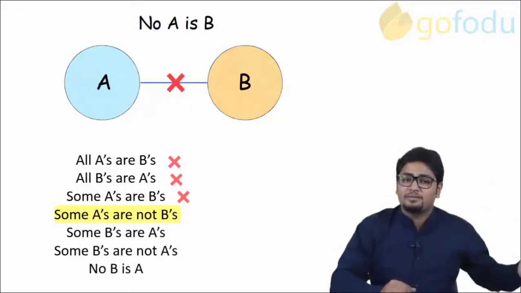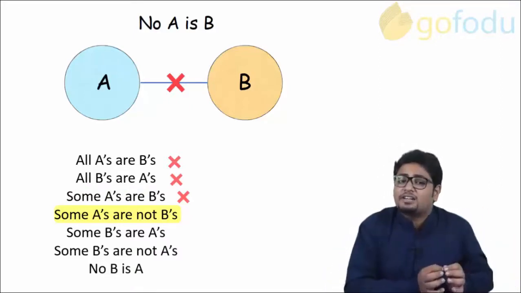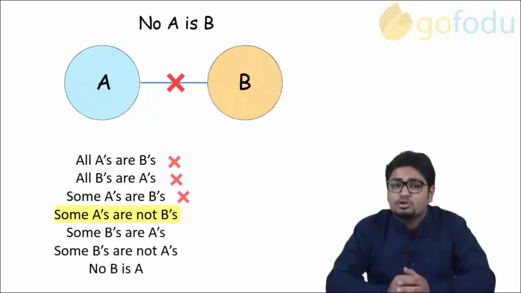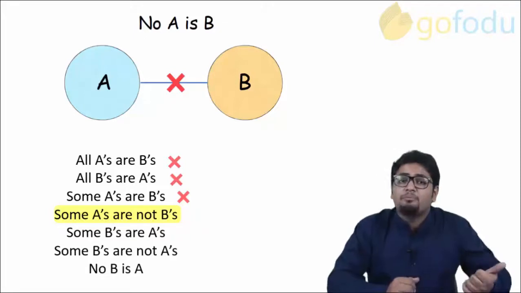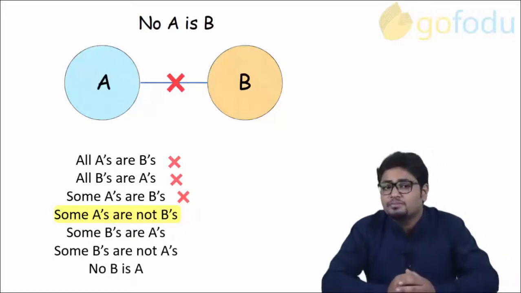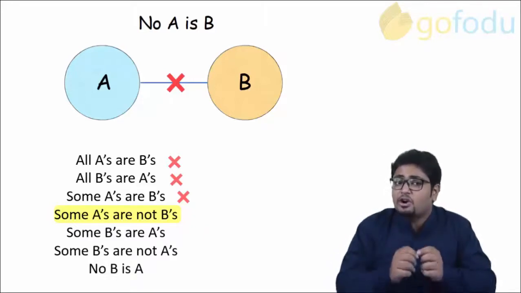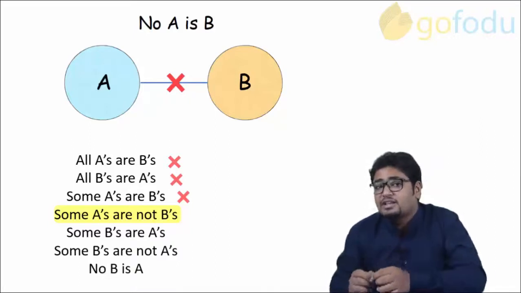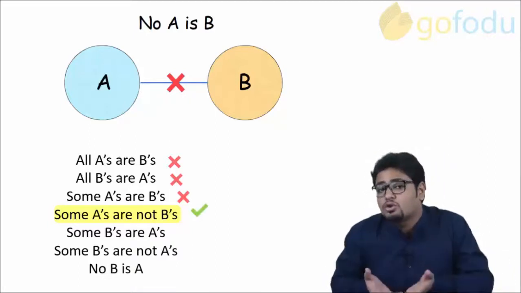Go back a little. There we discussed that if all A's are B's, then obviously some A will also be B. We took the example of mangoes and Alfonsos. Same will be the case here. If no A, not even a single A is there in B, then obviously some A's will also not be B.